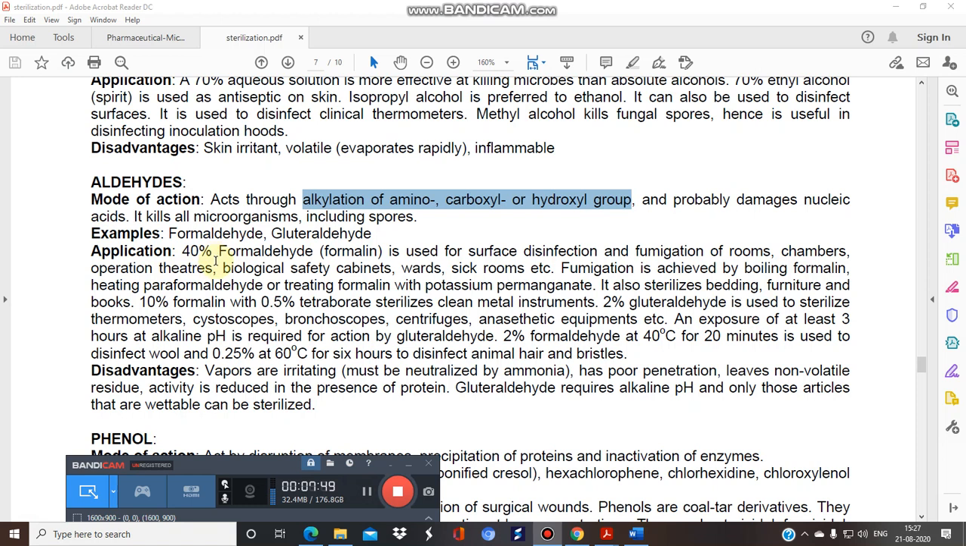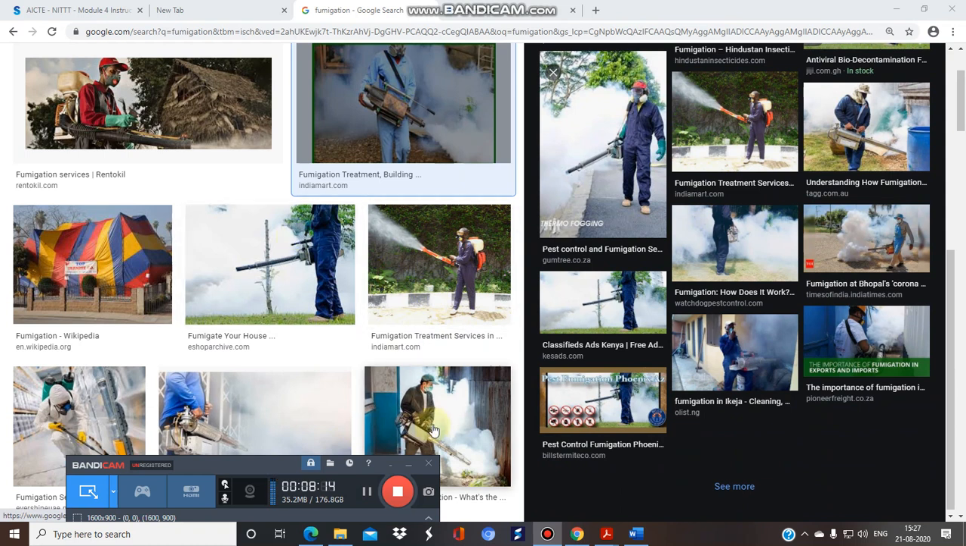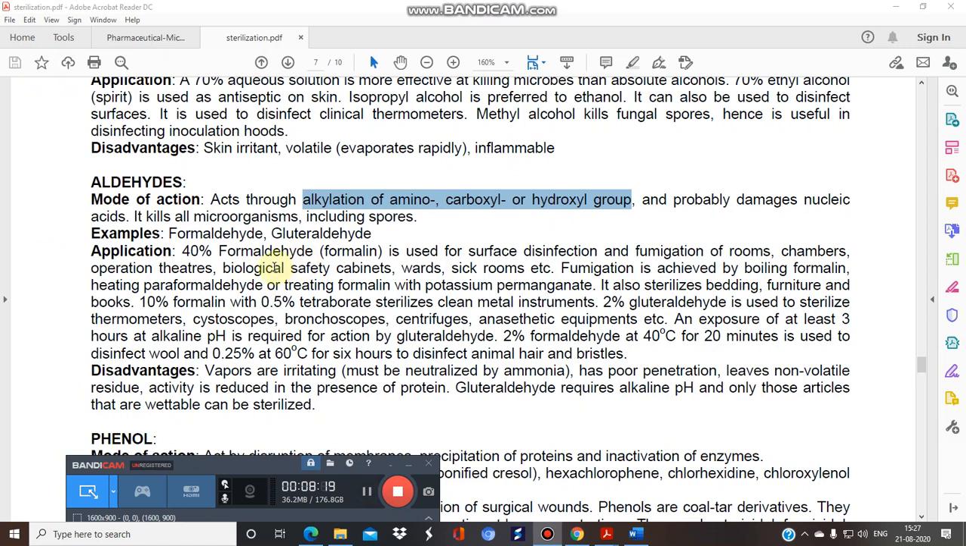Application: 40% formaldehyde, or you can say formalin, is sufficient for disinfection. It is used for fumigation in rooms, chambers, operation theatre, biological safety cabinets, wardroom, sick room, etc. So basically glutaraldehyde and formaldehyde are used as fumigants. Please see this image of fumigation. In this way we can sterilize or disinfect various biological safety cabinets, sick room, etc.